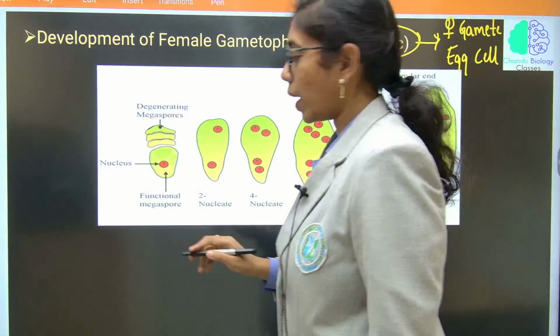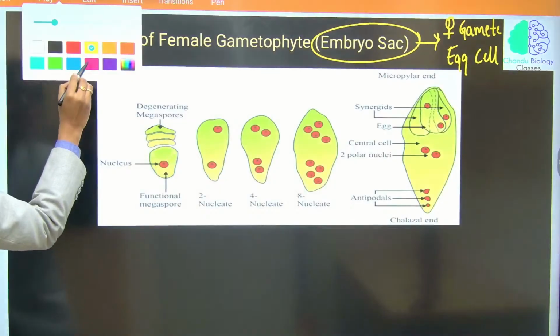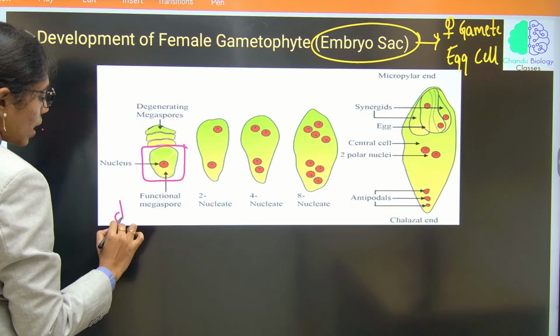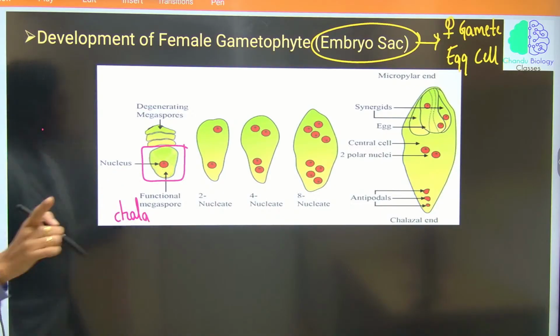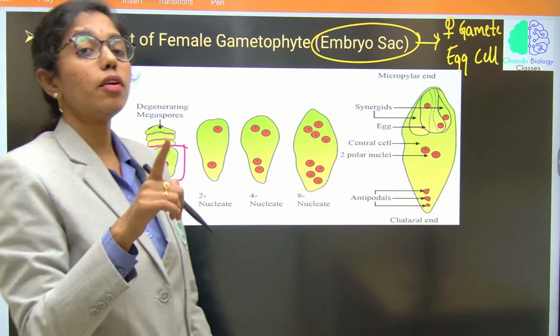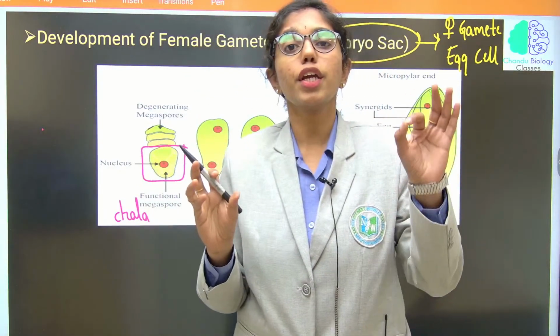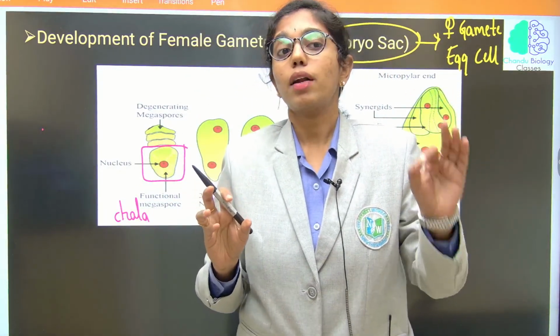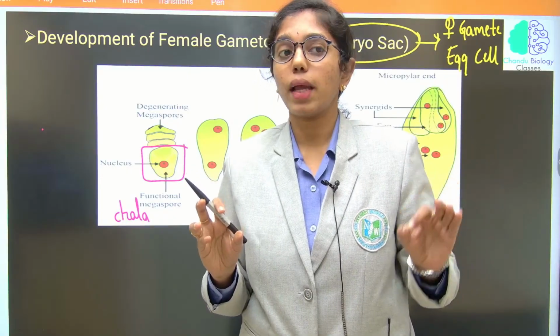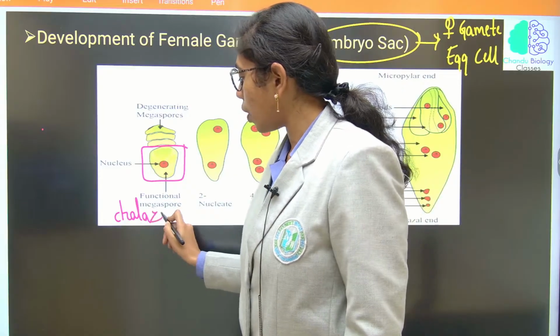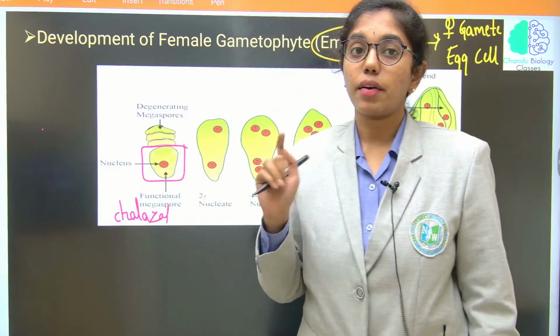So, one functional megaspore, if you can see here clearly, at the chalazal end. Remember, the nucellus cell is differentiating into the megaspore mother cell at which region? Micropylar region or micropylar end. But the functional megaspore is forming towards what? Chalazal end. Remember this carefully.